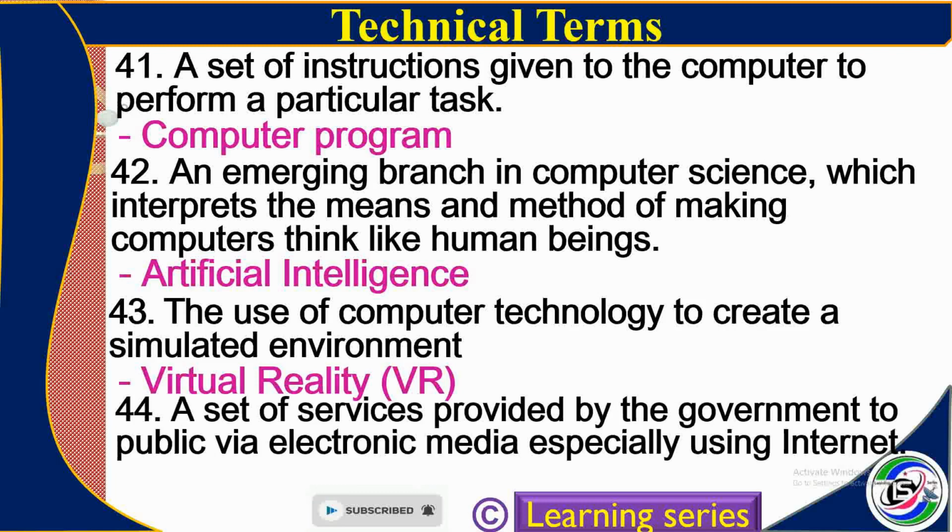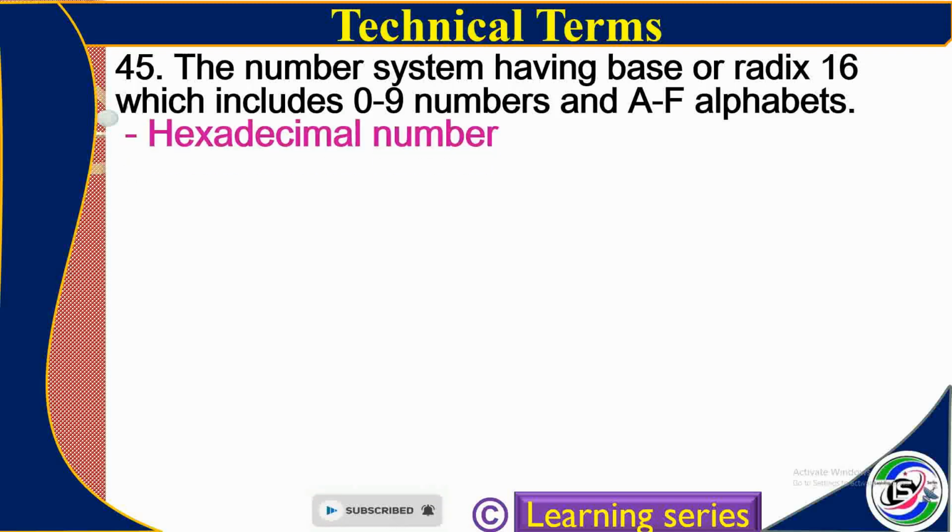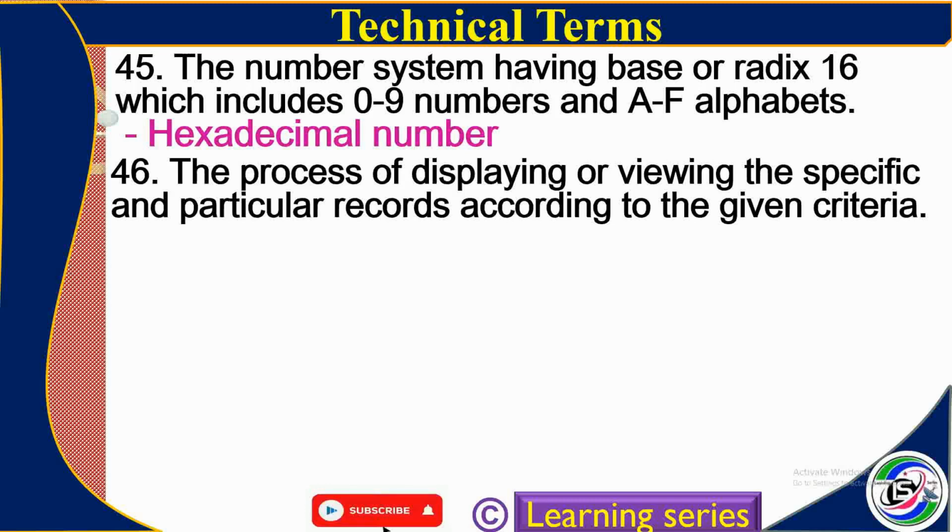44. A set of services provided by the government to public by electronic media, especially using internet. E-governance. 45. The number system having base or radix 16 which includes 0 to 9 numbers and A to F alphabets. Hexadecimal number system. 46. The process of displaying or viewing the specific and particular records according to the given criteria. Data filtering.